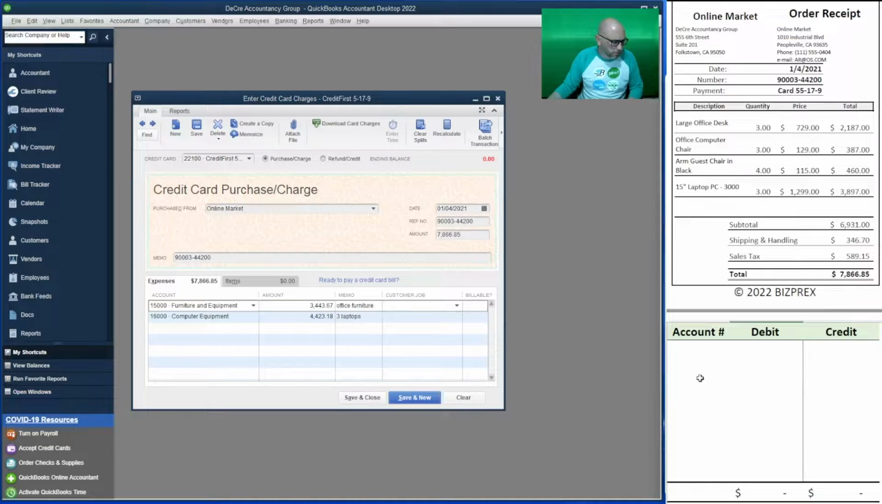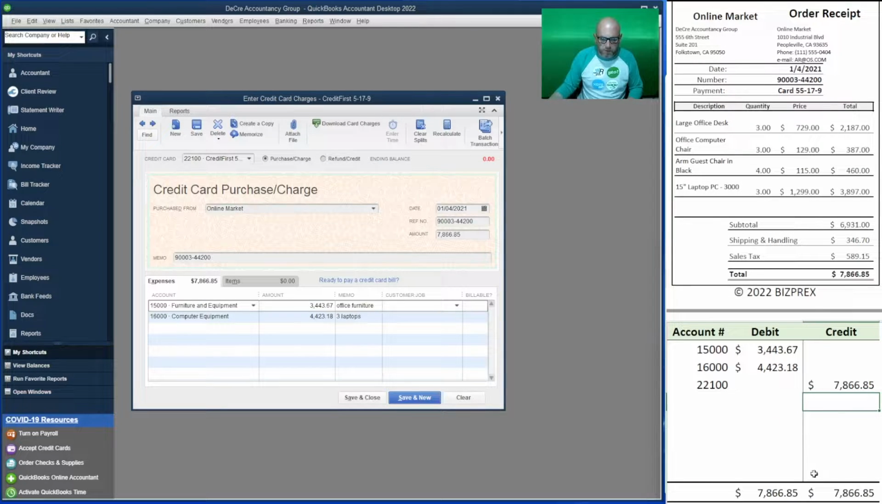Before we do, let's go ahead and look at debits and credits. So what's happening here? Well, first of all, we know that furniture and equipment and computer equipment are assets. So let's go ahead and reflect it here. The 15,000 and 16,000 accounts are assets. Assets go up when debited, and that's what we have here. Because we have additions to our furniture and equipment and to our computers, so they went up. What else happened? Well, we also have this account, credit card, 22,100, and it's a liability, and a liability goes up when credited.